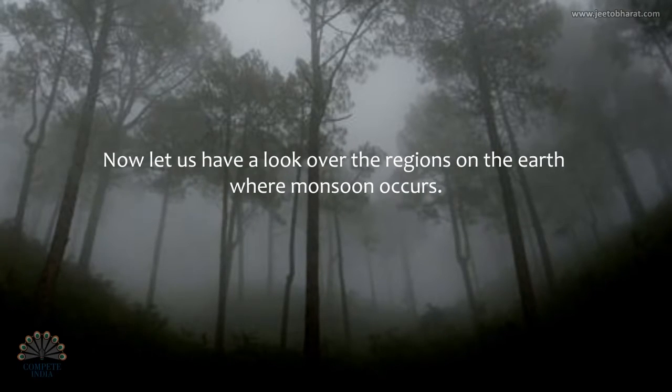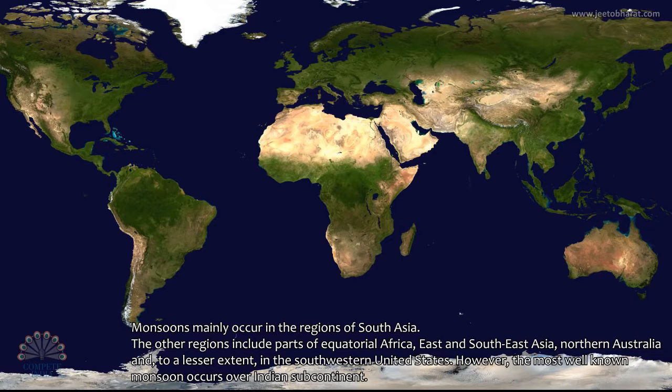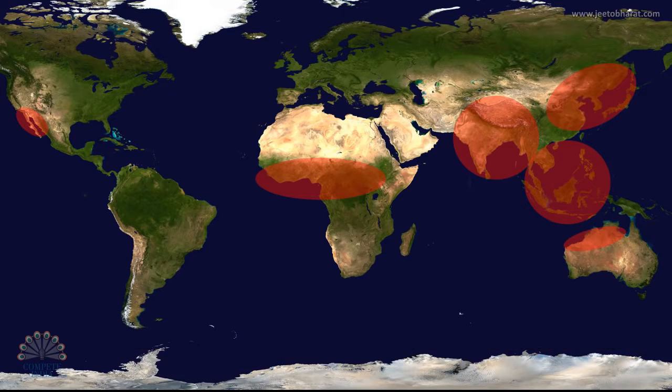Now, let us have a look over the regions on the earth where monsoon occurs. Monsoons mainly occur in the regions of South Asia. The other regions include parts of Equatorial Africa, East and Southeast Asia, Northern Australia, and, to a lesser extent, the southwestern United States. However, the most well-known monsoon occurs over the Indian subcontinent.